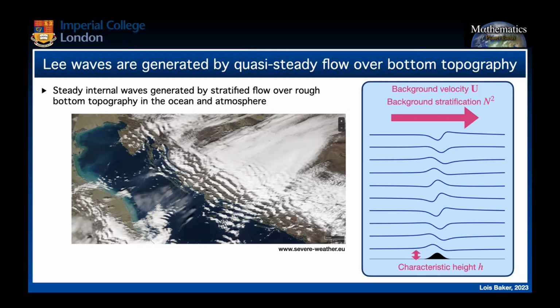So just to set up some of the parameters of the problem, we have some bottom topography, so a mountain or a ridge or a seamount of characteristic height h. We have some background velocity u and some background stratification n squared, which we'll consider to be uniform and constant today. That's not necessarily the case. And then when that flow interacts with the topography, you get a vertically propagating internal wave.